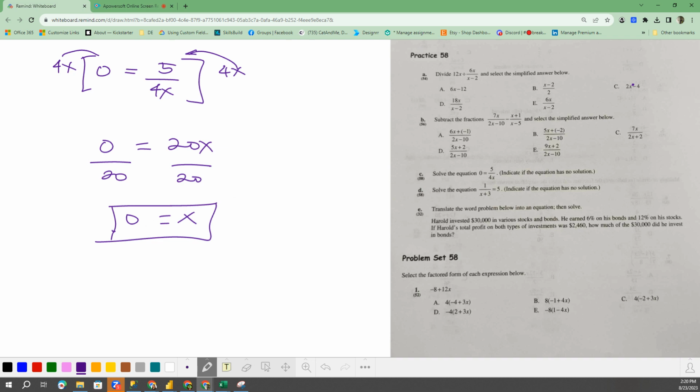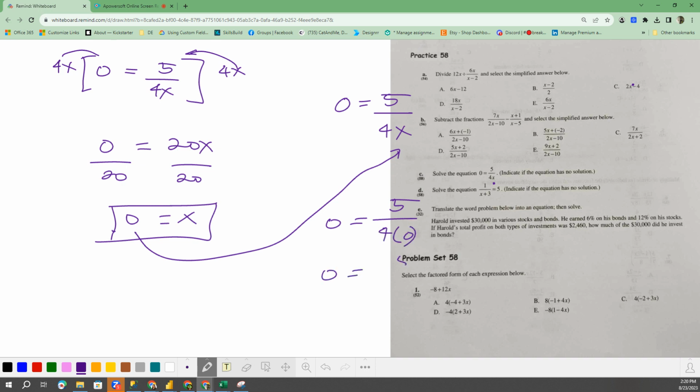Okay, so we substitute that 0 in this equation. 0 equals 5 over 4x. This was your problem, right? You substitute that 0 into that x right there. So 0 equals 5 over 4 times 0. What's 4 times 0? Well, that's 0. Put that in your calculator. 5 divided by 0. Is that going to give you a 0? Because if it does, then this is the correct answer. But if it tells you it cannot be because there's an error, then therefore this cannot be an answer. Now, if this cannot be an answer, then therefore you have no solution.